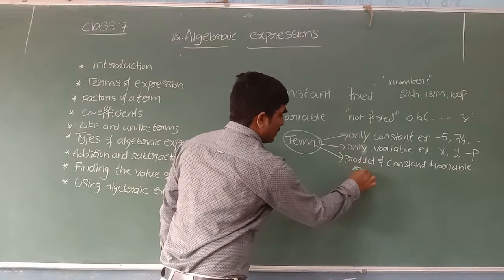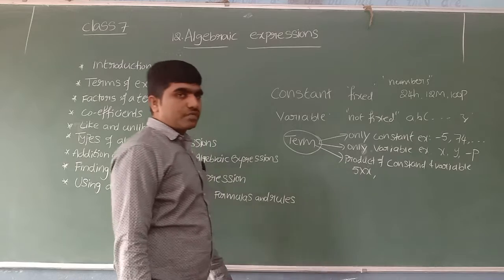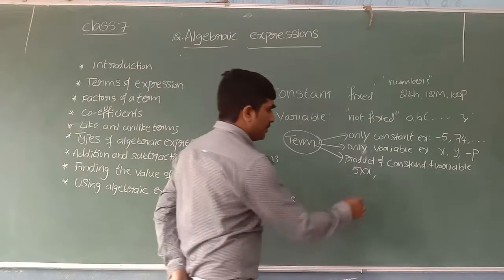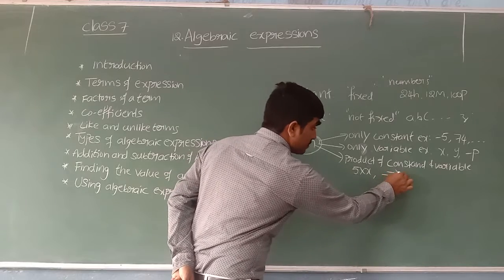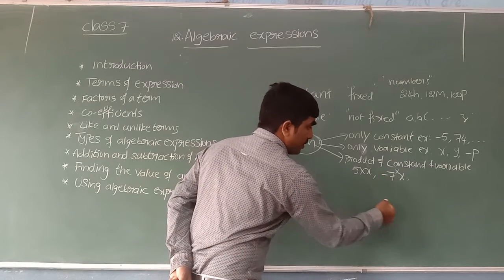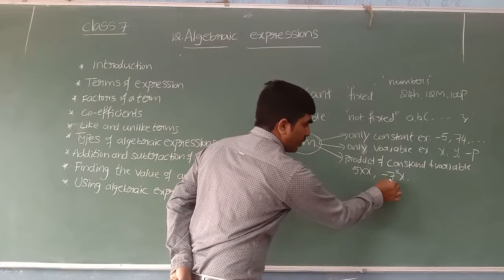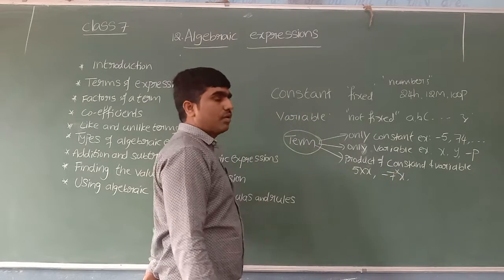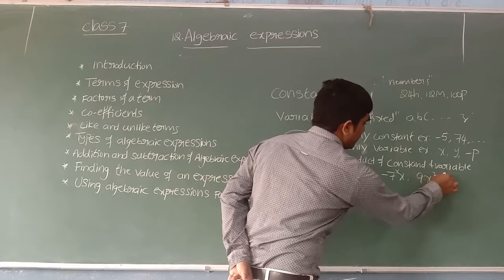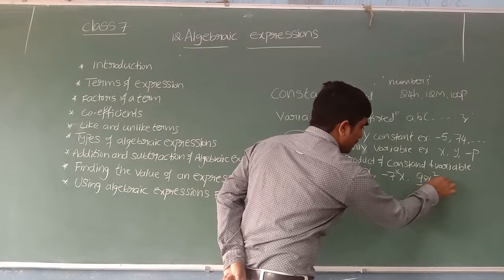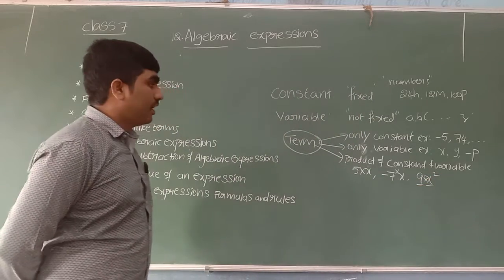Like let me take 5 into x. Product of constant and variable, it is one term. Like minus 7x is also one term. In between, no symbol, so it is better. Minus 7 is the constant, x is the variable. Constant into variable is called one term. Let me take an example here, 9x square. Yes, the product of constant and variable is called a term.